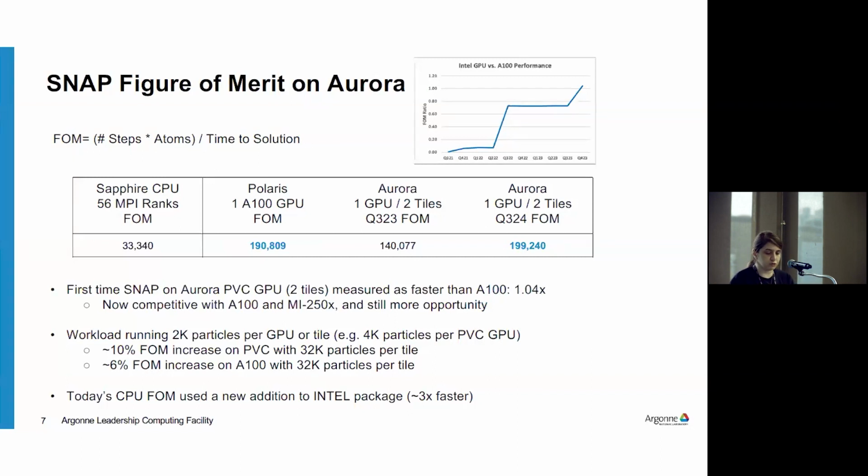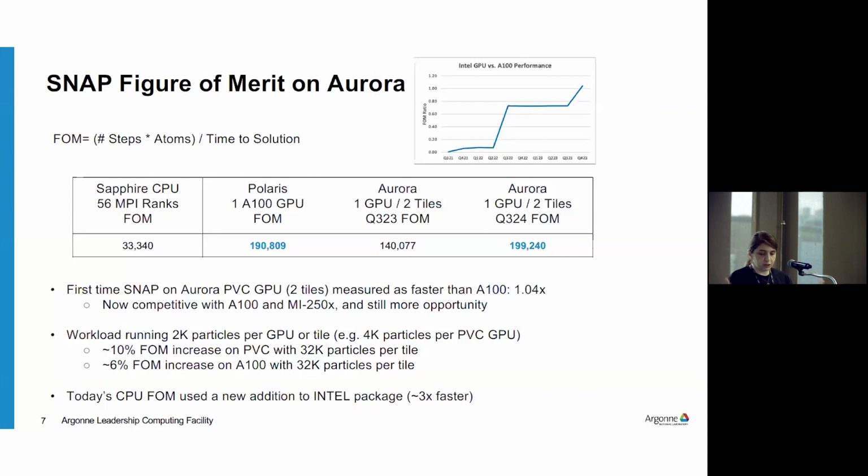So now this table basically shows you the figure of merit, which is what we use to define the performance. In this case, the formula that I defined was the steps times atoms divided by the time to solution. So what you want to look at is Polaris, which is A100 GPUs. To be an equal comparison, you want to compare one GPU of Polaris, which is a single node, to 2 tiles, or what is today called a stack, of Aurora GPUs.